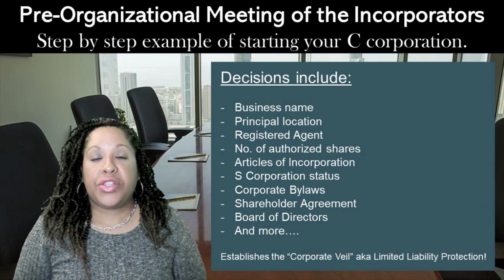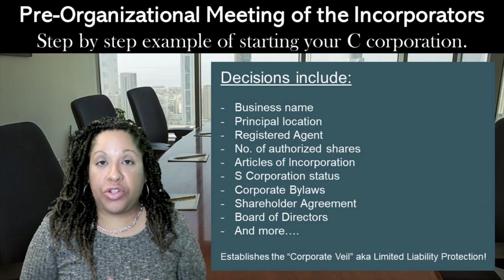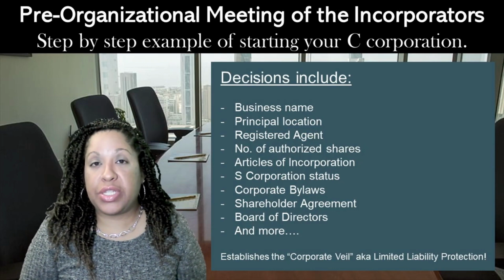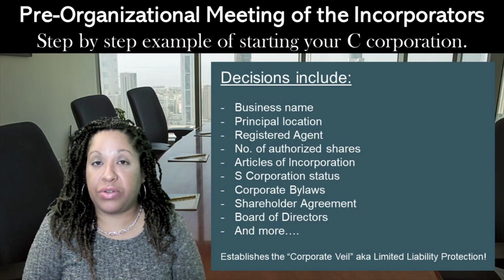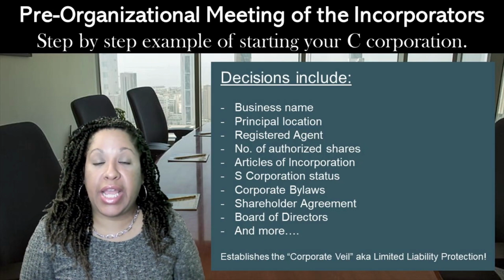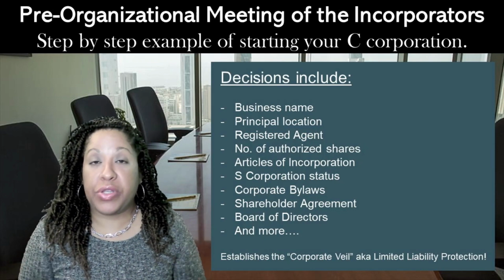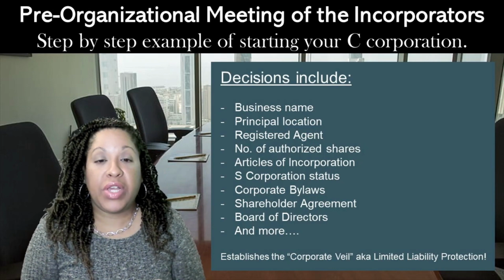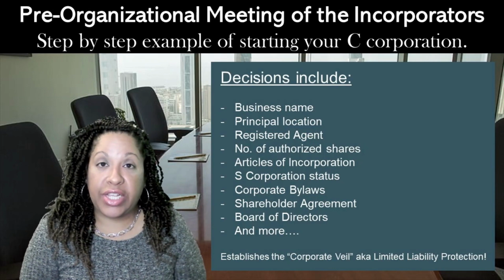All right. So during this pre-organizational meeting of the incorporators, as I mentioned, there are going to be a lot of decisions made. What decisions are usually made during this meeting? We're going to come up with, of course, the business name. You need to know what principal location you're going to run your corporation from or out of. You're going to need a registered agent.